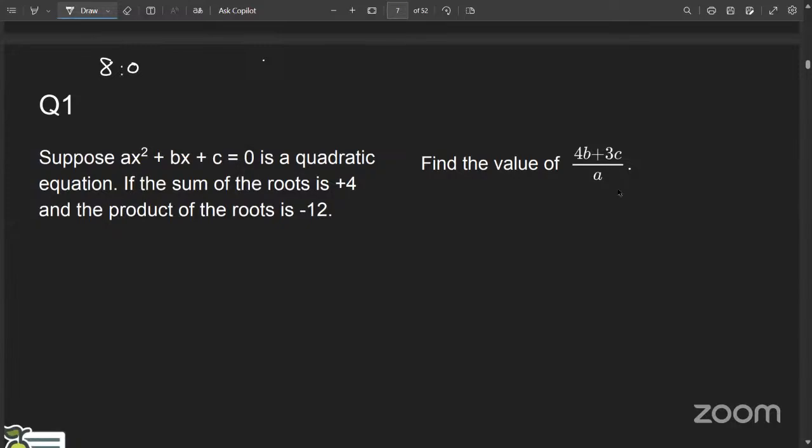8:10 or probably 8:06. Let's start at 8:06, otherwise we'll run out of time.